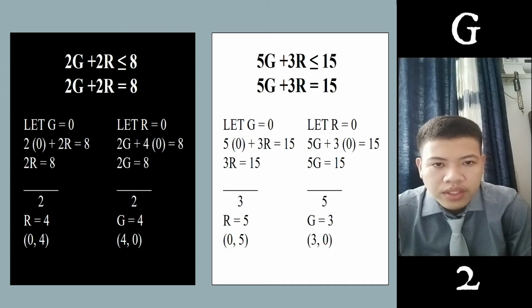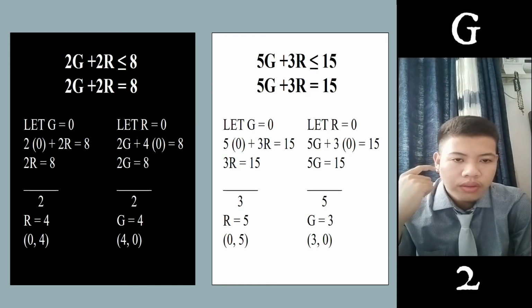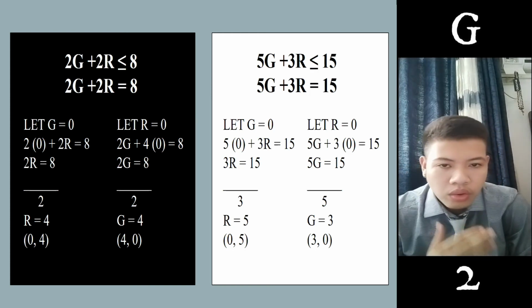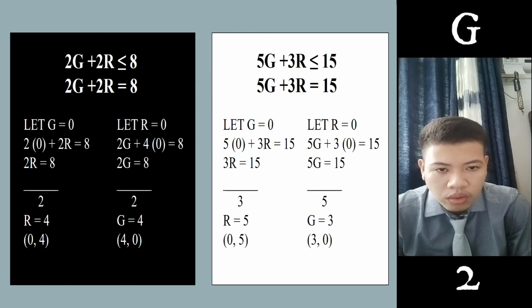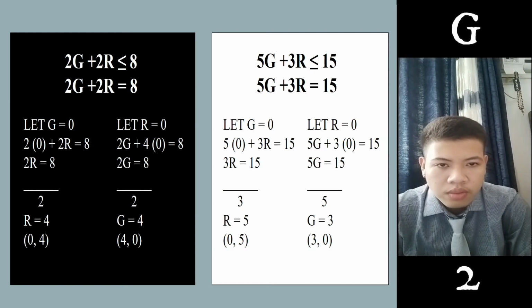So first, in finding the coordinate of r, we must let g be 0, and then it will become 2(0) plus 2r is equal to 8. Then it will become 2r is equal to 8. To cancel the 2, you must divide both sides by 2. It will become r equals 8 over 2. The answer will be r is equal to 4. The coordinate will be (0, 4).